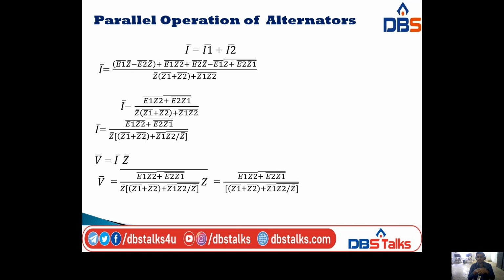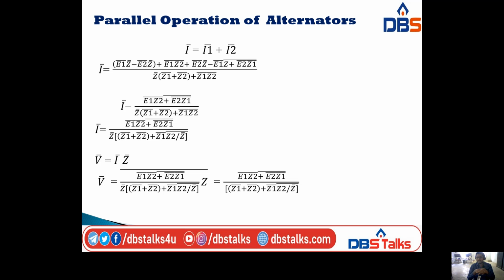So finally we have I bar is equal to E1 bar into Z2 bar plus E2 bar into Z1 bar by Z bar of Z1 bar plus Z2 bar plus Z1 bar into Z2 bar. So from this I am writing I bar is equal to E1 Z2 bar plus E2 Z1 bar by, here I am taking common the term Z bar, and we have Z1 bar plus Z2 bar plus Z1 Z2 bar by Z bar.